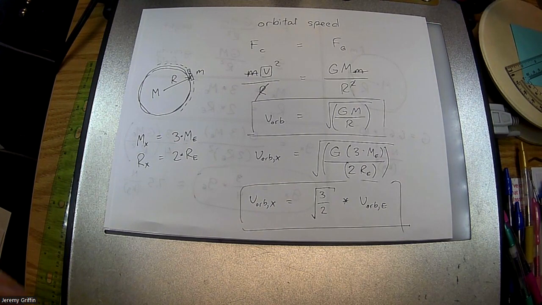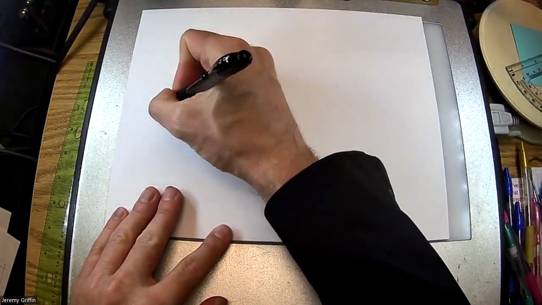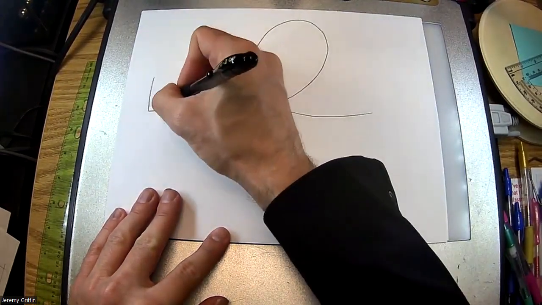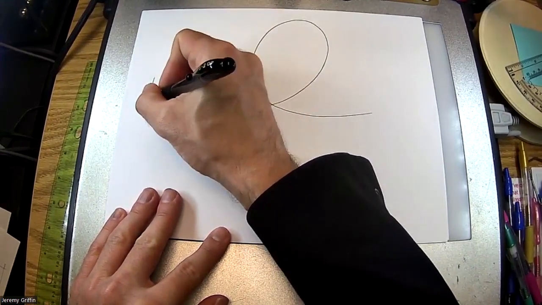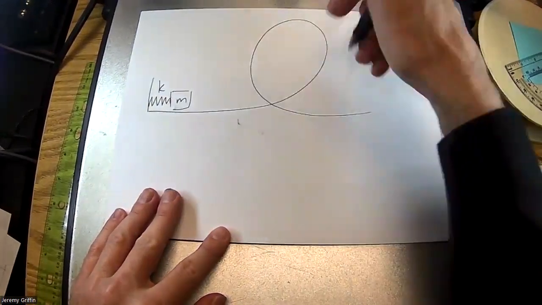Okay, let's do another conservation of energy setup. Suppose you have a vertical loop. I'm going to take a block, some mass m. I'm going to smash it into a spring with spring constant k, and it flies around the loop.